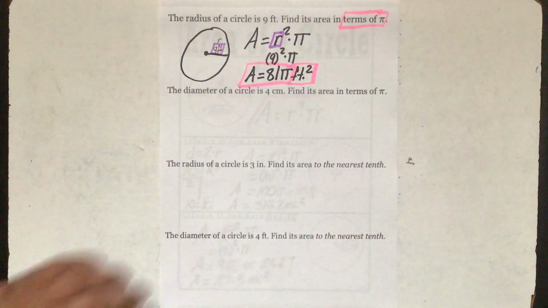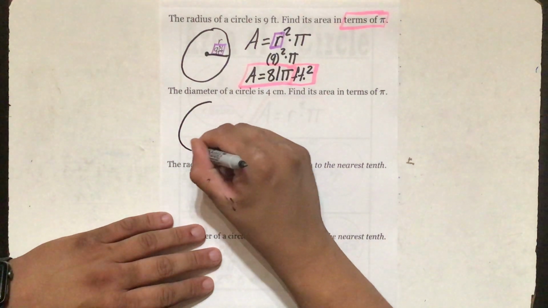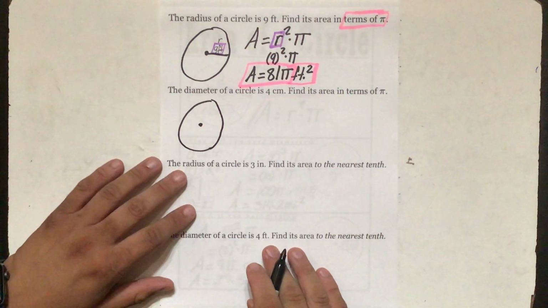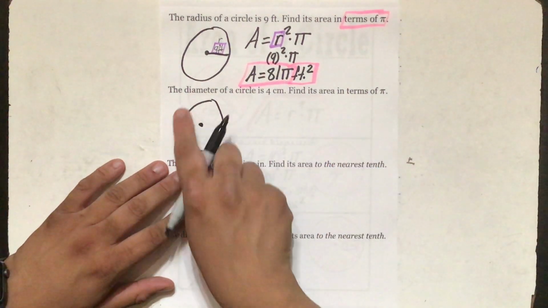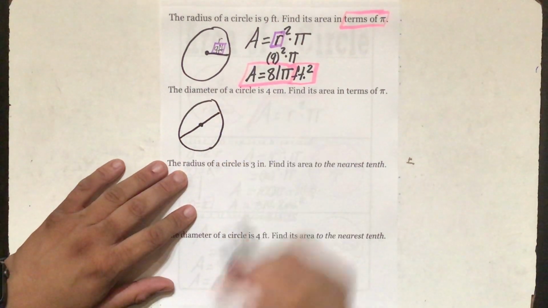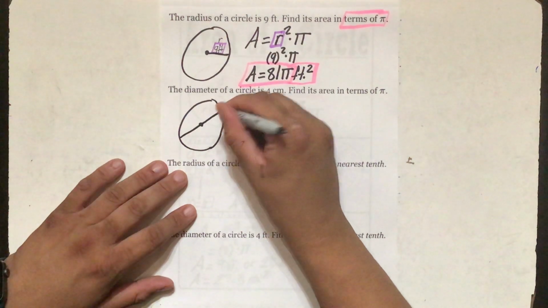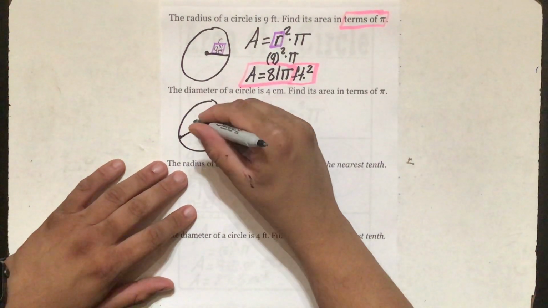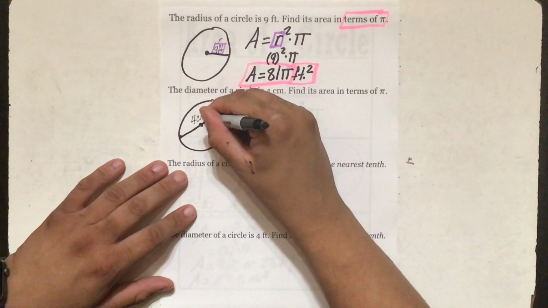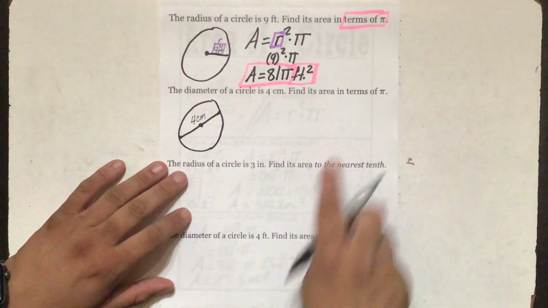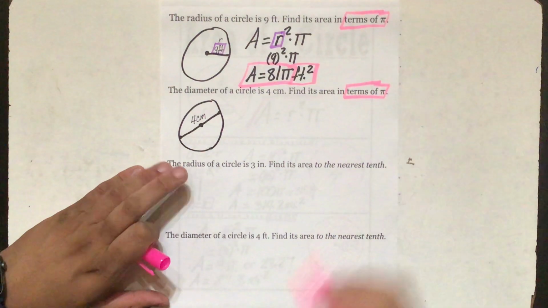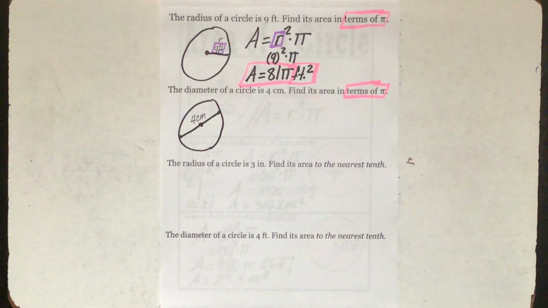So second example, again, let's draw our circle here. Not perfect circles, right? But it doesn't matter. So point in our center. This has the diameter, so I'm going to draw a line all the way across the center to the other side. So here's my diameter. My diameter is 4 centimeters. So 4 centimeters, that's my diameter. Find its area in terms of pi. So I know I'm going to leave this answer with pi in it, right?